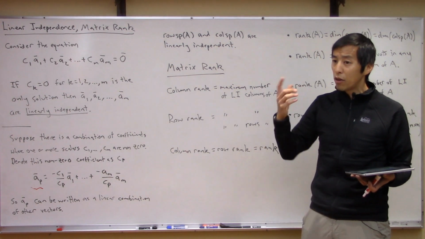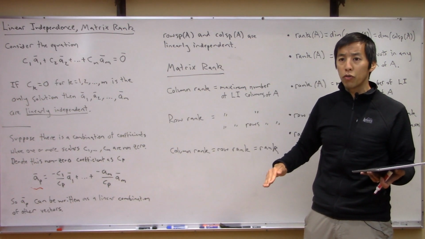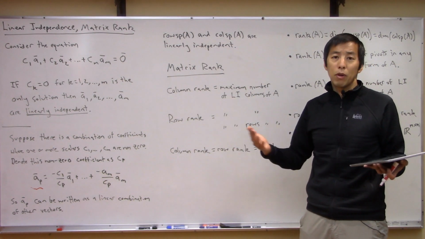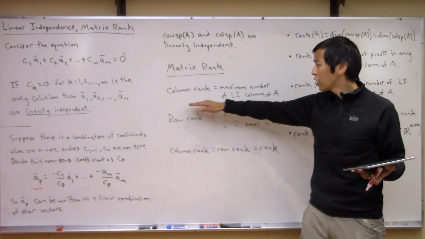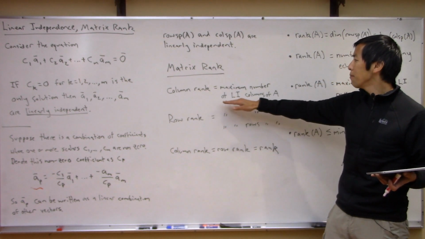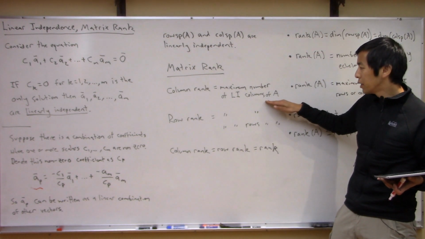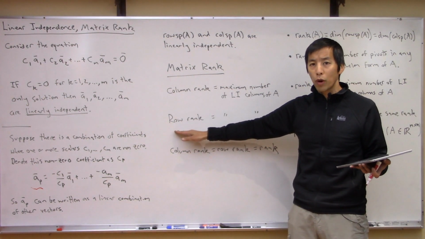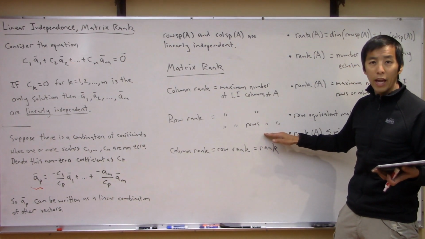Because if we saw that the matrix A might not have all linearly independent rows or columns, some of these might be redundant, right? So let's talk about this. Let's define the column rank as the maximum number of linearly independent columns of A. And similarly, let's define the row rank as the maximum number of linearly independent rows of A.